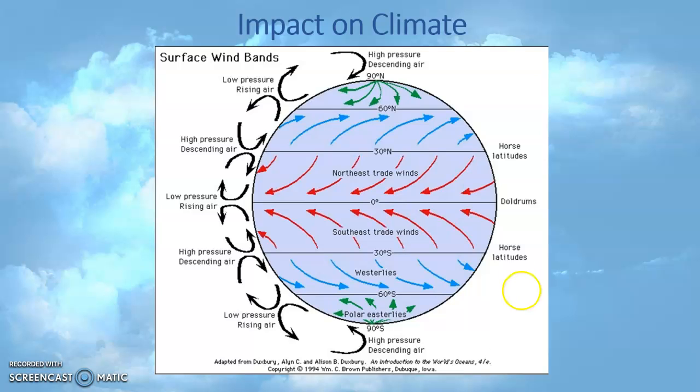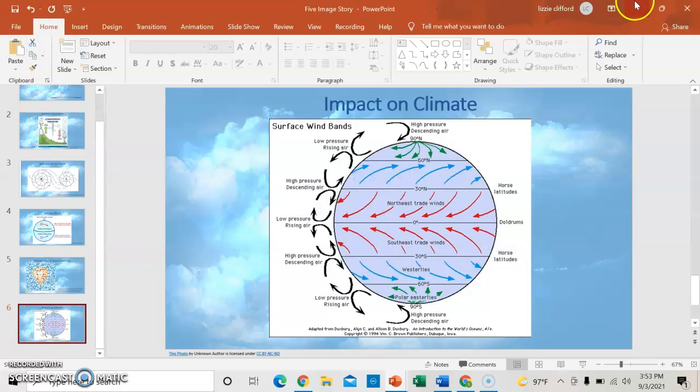And at 30 to 60 degrees north or south of the equator, the air descends, making the air drier. So in the blue, where the westerlies are, it would be a drier climate. And the red trade winds are created by the deflection of the Coriolis effect. So these different winds show what temperatures and climates would be like in these equal parts. And that is the end of my 5-image story.